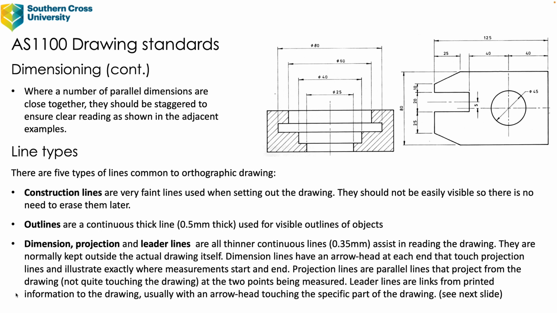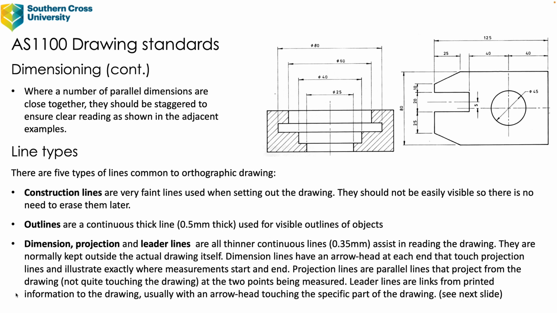There are 5 types of lines common to orthographic drawing. Construction lines are very faint lines used when setting out the drawing. They should not be easily visible, so there is no need to erase them later. And obviously that's on the assumption that it's being drawn by hand. Outlines are a continuous thick line, and what I mean by that is 0.5 millimeter thick, used for visible outlines of objects.